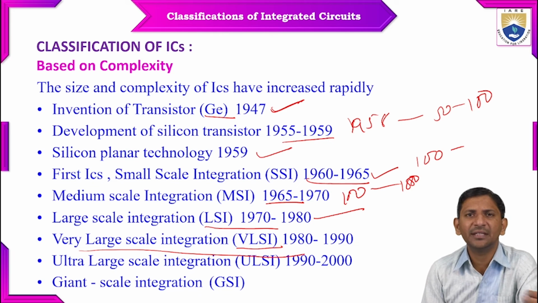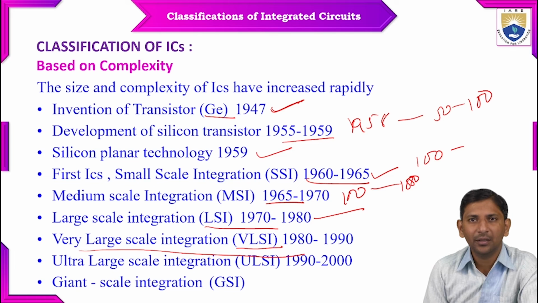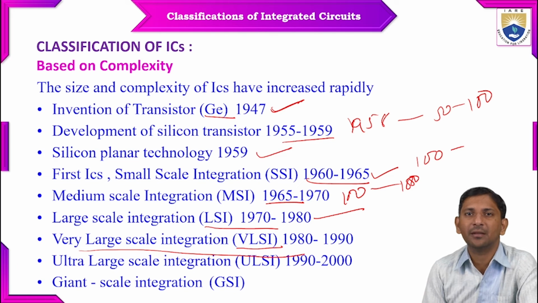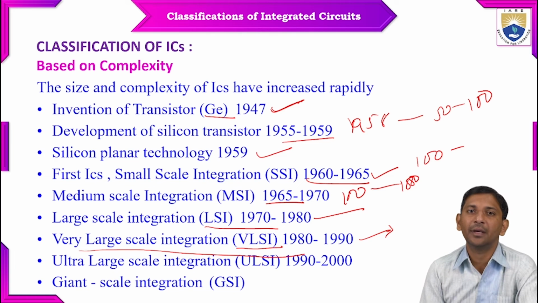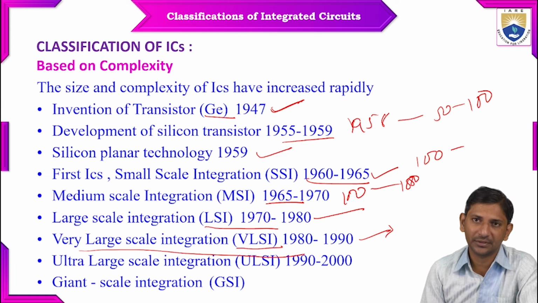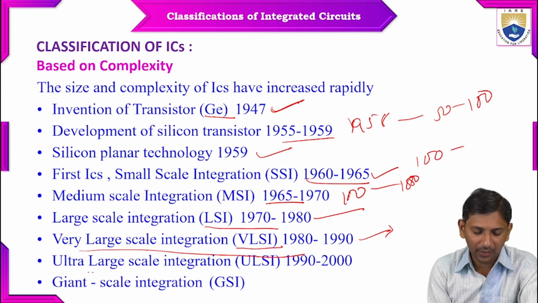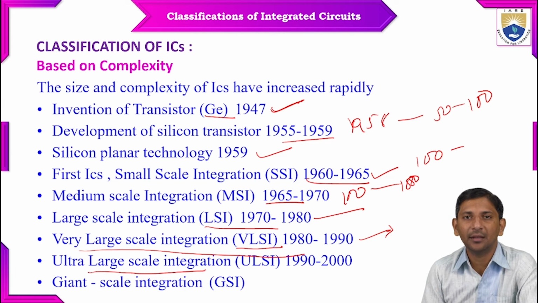Every device is totally reduced into a single handset chip by using this technology, the very large scale integration, where lakhs of transistors are packed into a single chip to perform huge data operations. And the next one, presently running, is ultra large scale integration, ULSI.